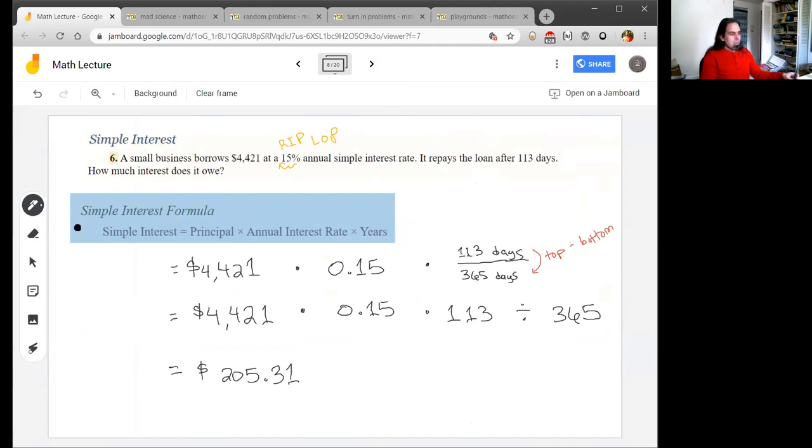Okay, are we done? We need to always, with these interest problems, read it. Are they asking how much interest, or are they asking how much do they pay back at the end of the time? Because if they asked for the interest, like they did, then we're done. Let's put a box around our answer. If they said, how much does the business pay back? Then we'd have to add back in the loan. Because if they go to the bank after 113 days and pay the interest but keep the loan, they get in trouble. So check at the end. Do you have to add things up with the 4421, or are we done, we're good?